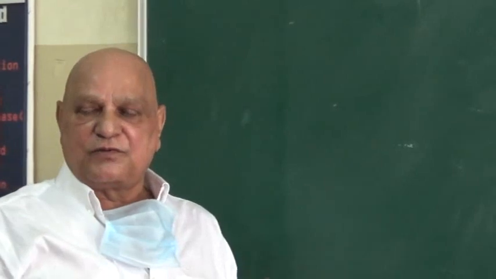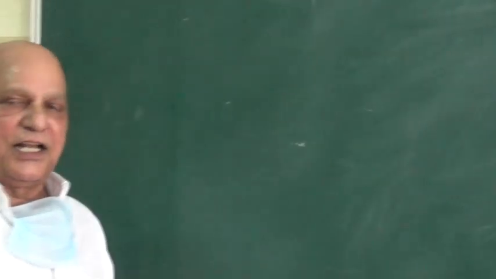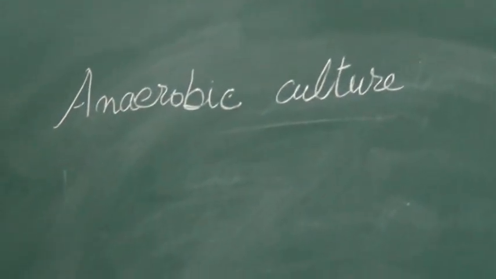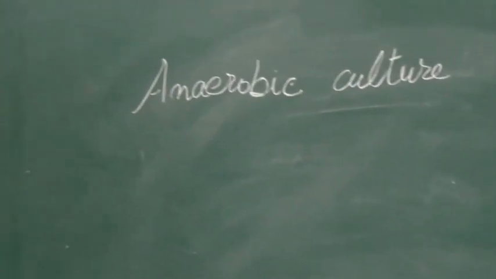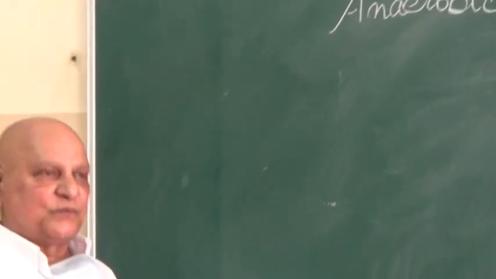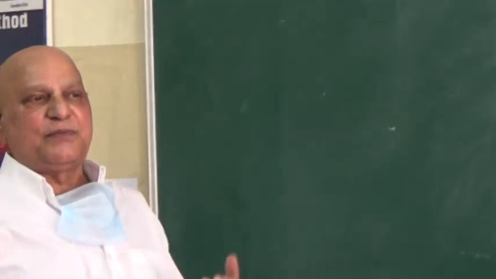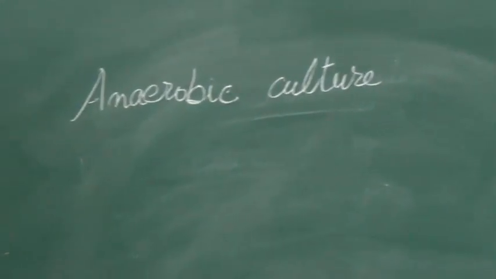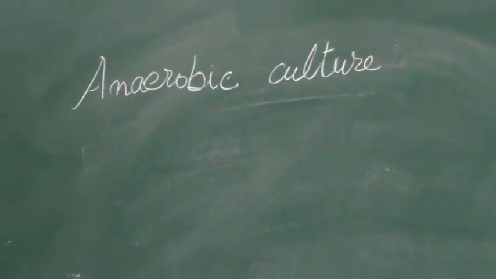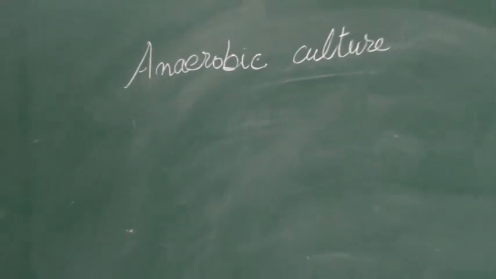Most of the organisms which we encounter in our daily life are facultative anaerobes. That is, these bacteria are capable of growing in the presence of oxygen as well as in the absence of oxygen. But we are not concerned about these bacteria today. We are only concerned about the anaerobic bacteria, the bacteria which do not require oxygen for their growth. And so we have to create anaerobic conditions for their growth.